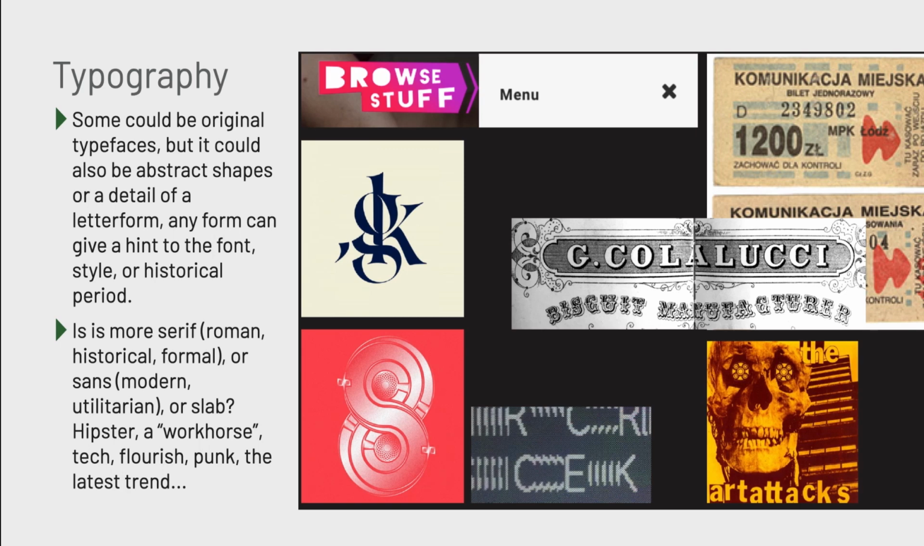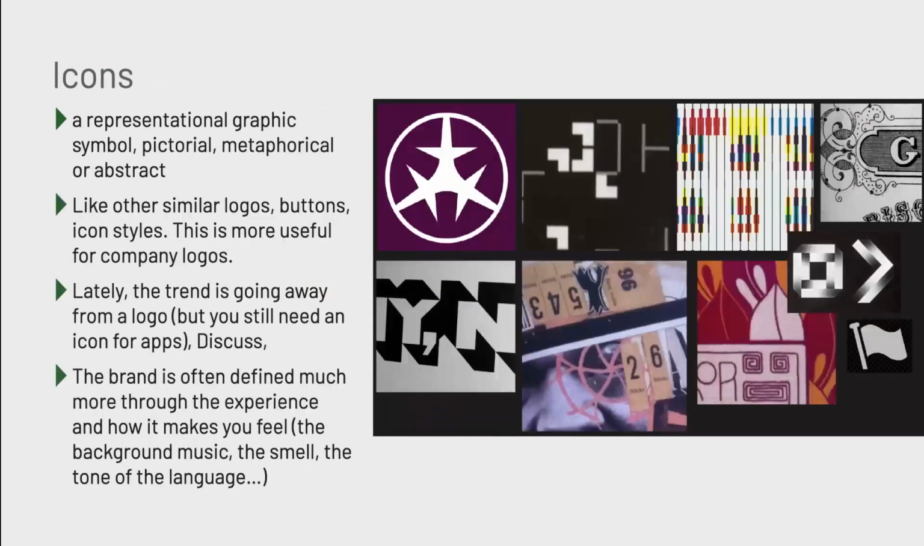So if you know this historical context, you can use these typefaces for your message. Icons, we talked about it before, very simple. And I think lately there's a discussion about whether designers should have a logo, because we are a brand, but we shouldn't be a corporate brand, because we need to be versatile.